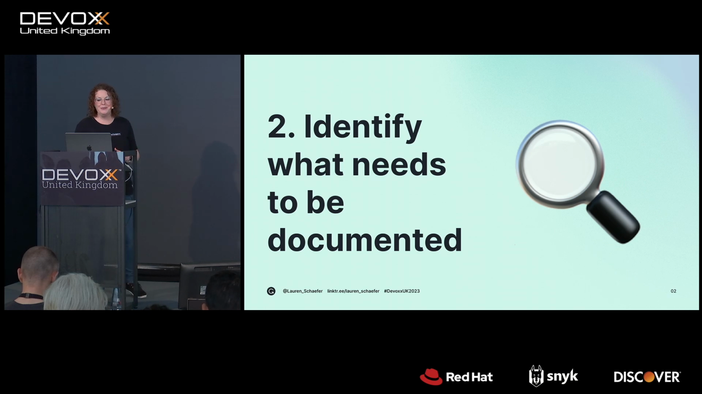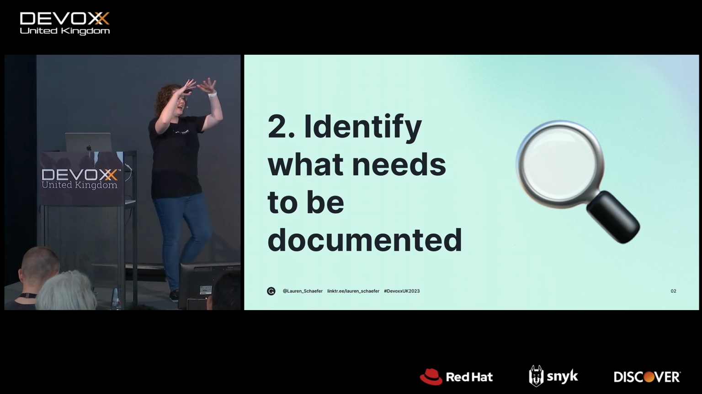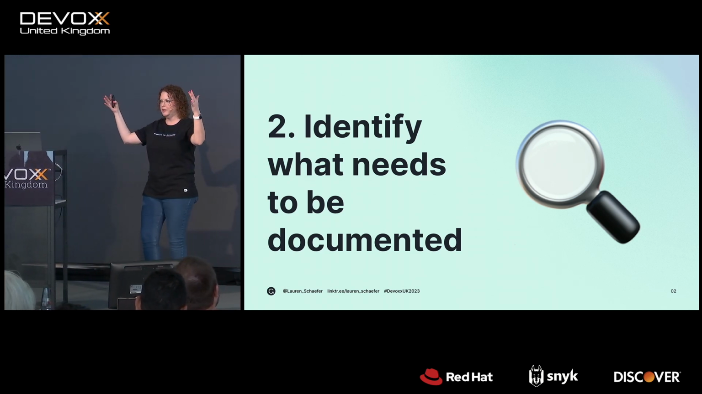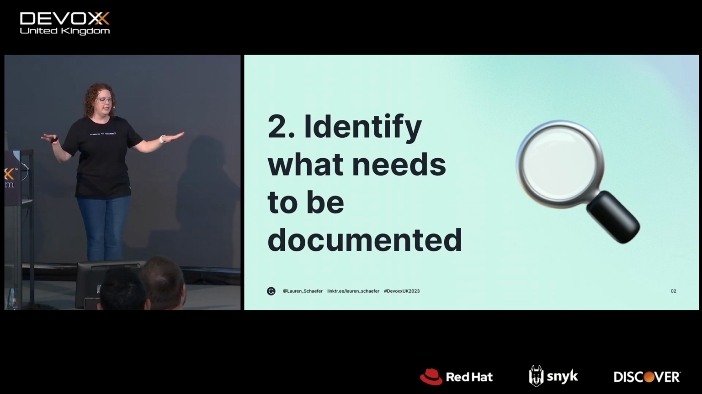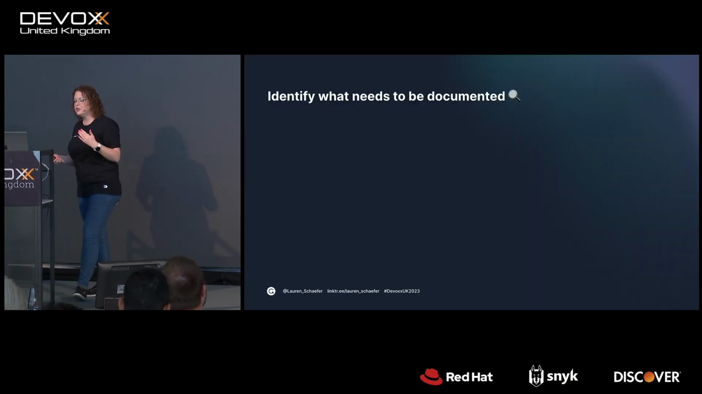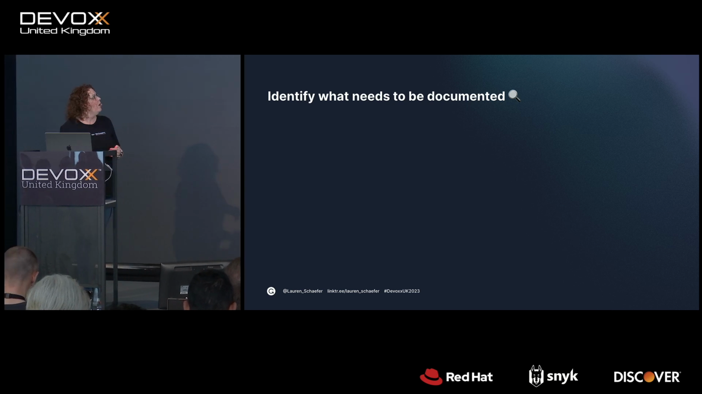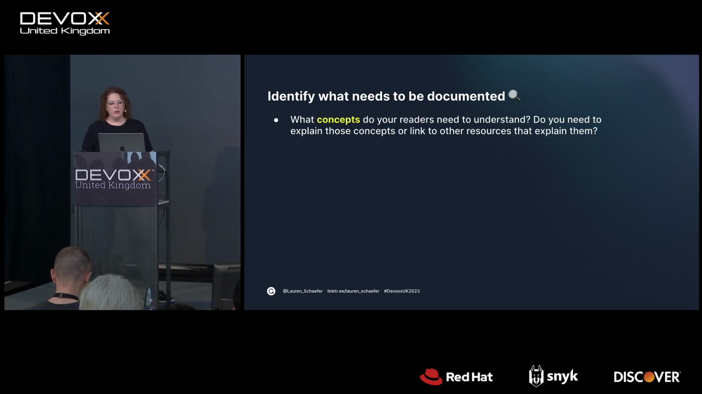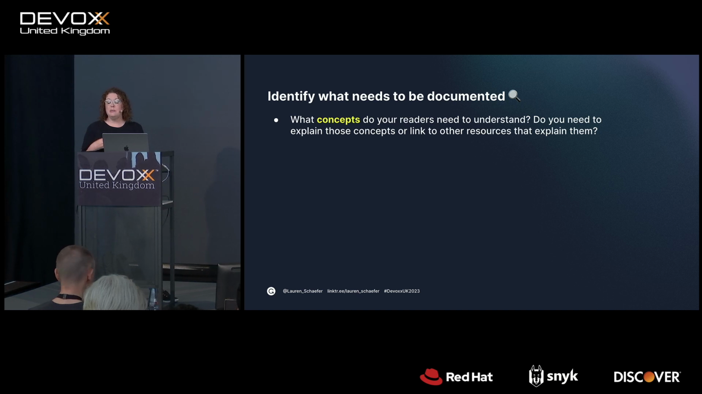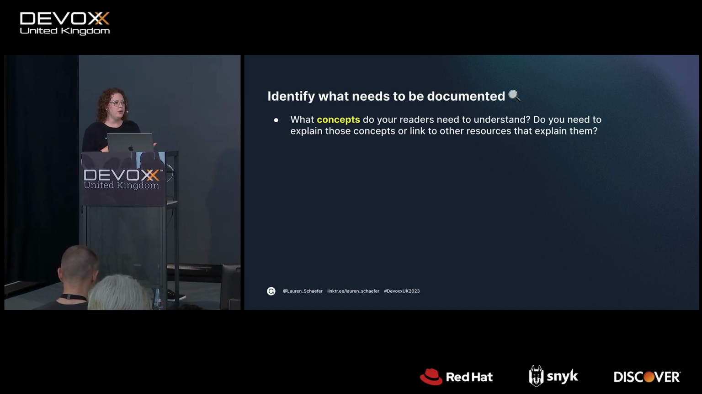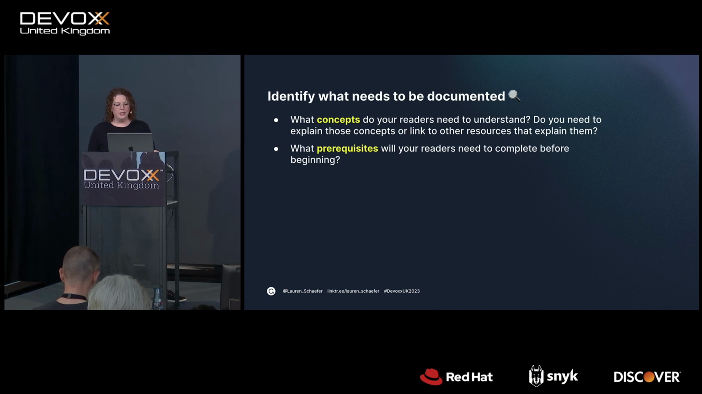Best practice number 2, identify what needs to be documented. And I'm not just talking about that high-level topic like I need to write docs for Electron. I'm talking about all the details underneath. So here are some questions to consider. What concepts do your readers need to understand? Do you need to explain those concepts or link to other resources that explain them? What prerequisites will your readers need to complete before beginning? Do they need to install something? What steps will your readers need to take? These are the details.